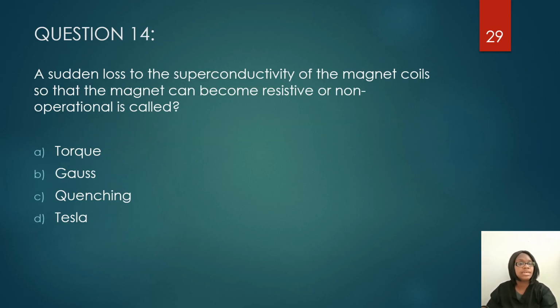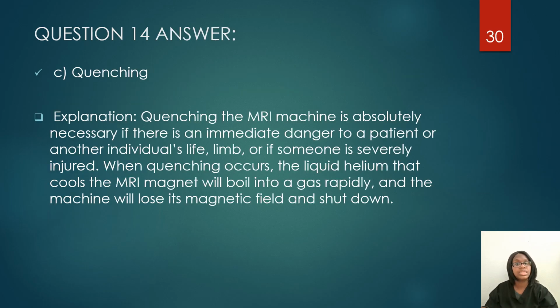Question 14. A sudden loss to the superconductivity of the magnet coils so that the magnet can become resistive or non-operational is called a torque, Gauss, quenching, or Tesla. Now I'll give you a few moments to think of this. Quenching.